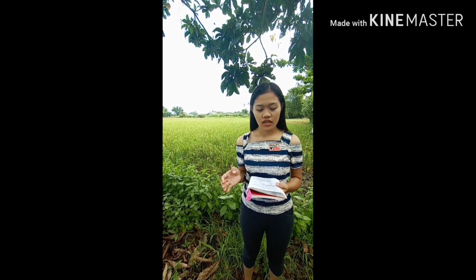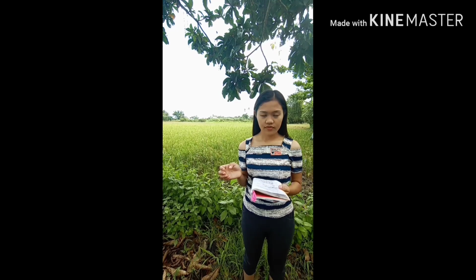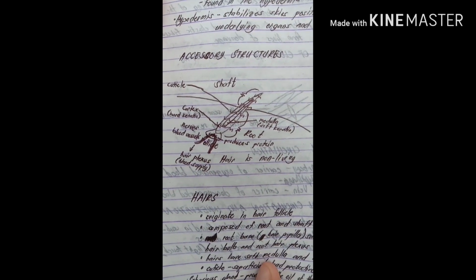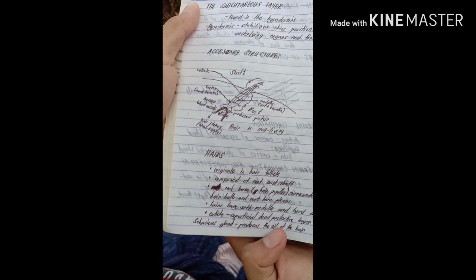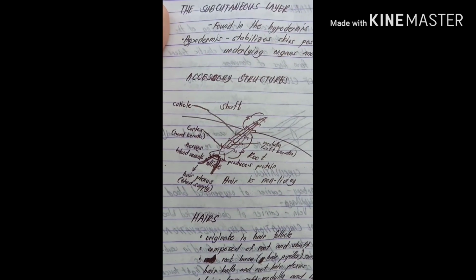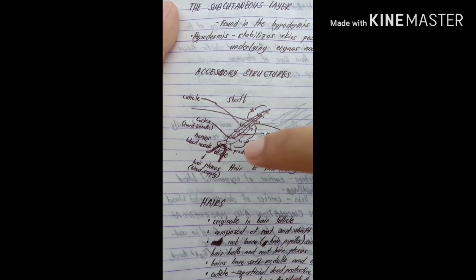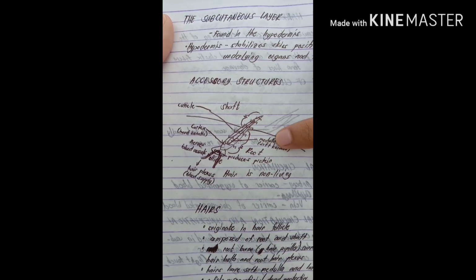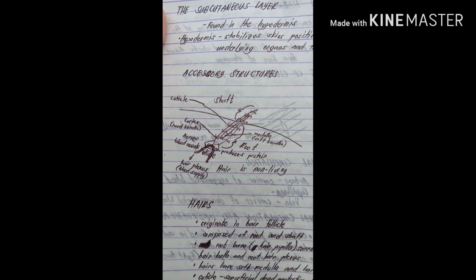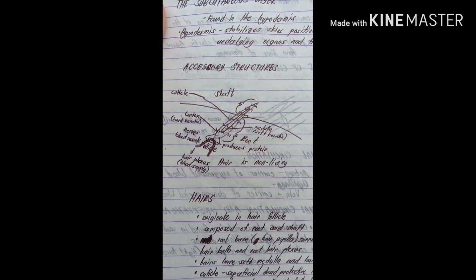So, the subcutaneous layer. The subcutaneous layer is found in the hypodermis. It stabilizes skin position against underlying organs and tissues. So, this is our hair. Our hairs originate in the hair follicle. It is composed of the root and hair shaft. The root base, or the hair papilla, is surrounded by the hair bulb and root hair plexus. Hairs have a soft medulla, or soft keratin, and a hard cortex, or hard keratin. The cuticle here is a superficial dead protective layer.